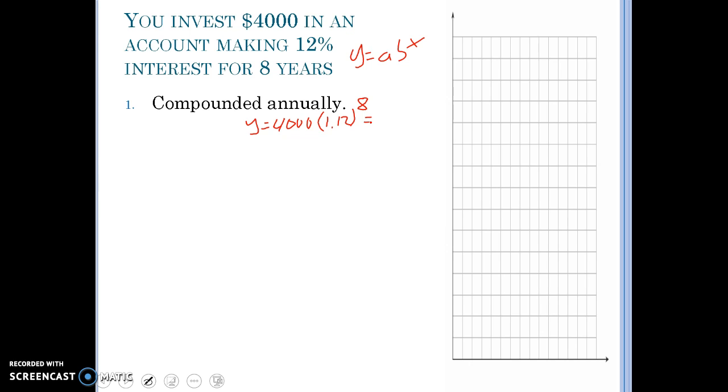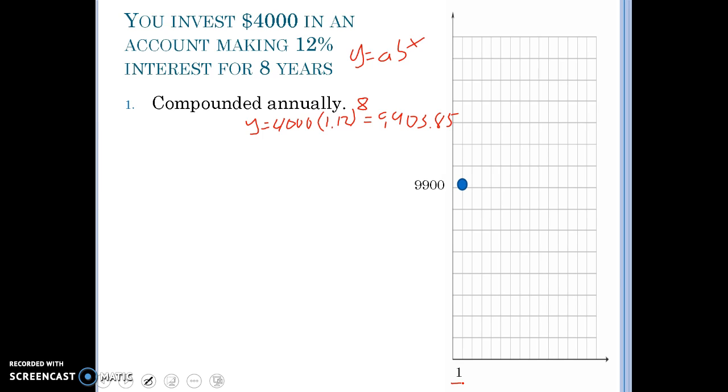And it's to the 8th power because it's for 8 years. So if you invest $4,000 at 12% interest for 8 years, you're going to make $9,903.85. So if we were to graph that, we'd be about right here. And the 1 down here represents that it's compounded 1 time per year.